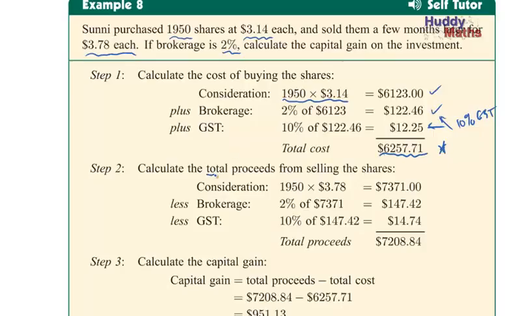Now let's look at the capital proceeds, consideration, selling them for more. So it's 1,950 times that. That's looking good. But then you were charged 2%, so you've got to subtract this, 2%, and the GST have to come off. Those two have to come off. So you're down to your final capital return, if you like, of $7,208.84. So what is the gain? This time they aren't equal. You haven't just drawn even or broken even. So it's total proceeds minus total cost. There it is. You've made almost $1,000, $951.13.